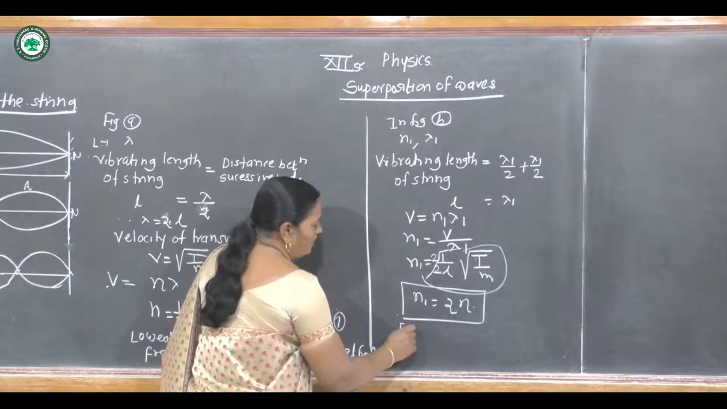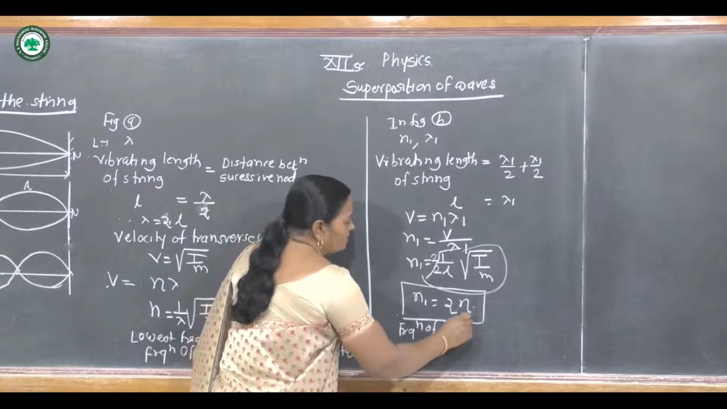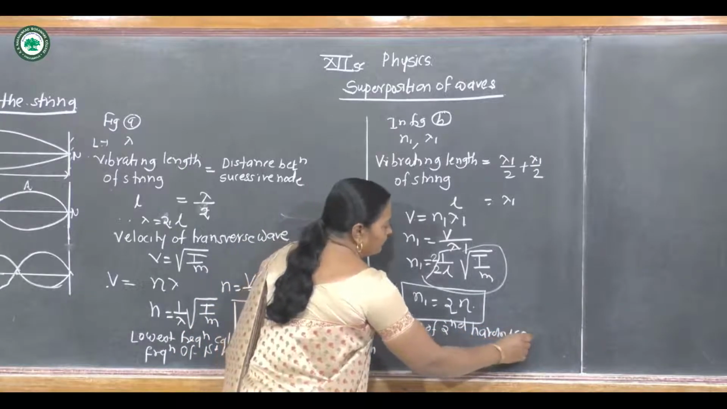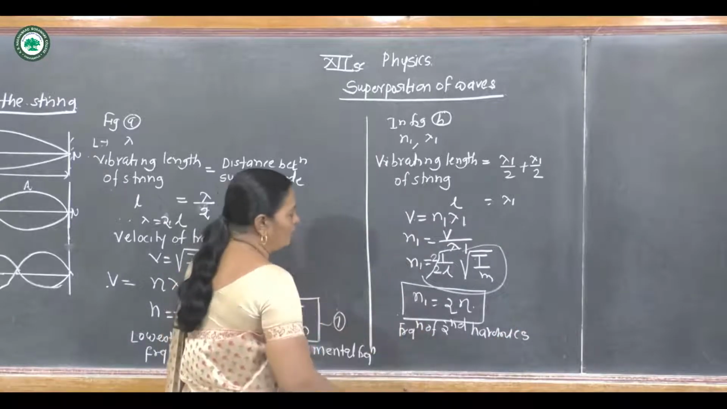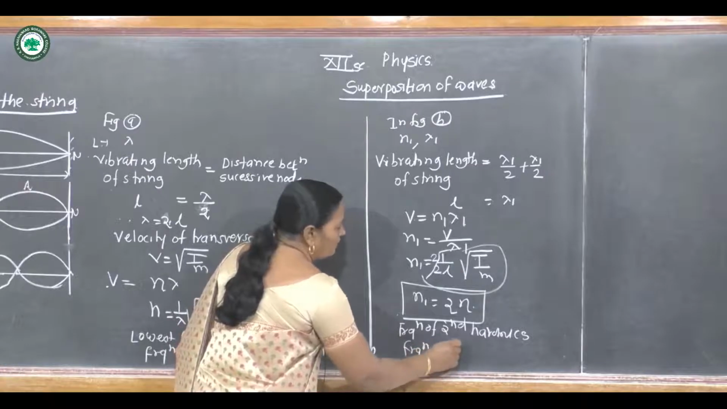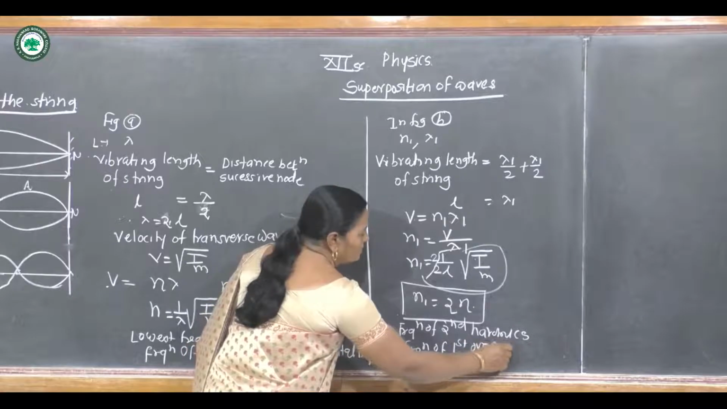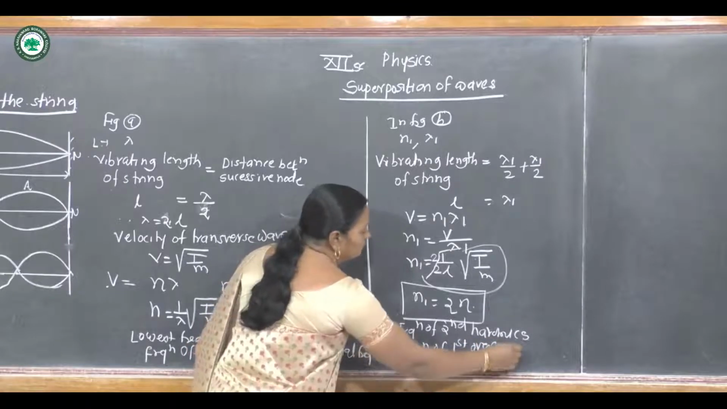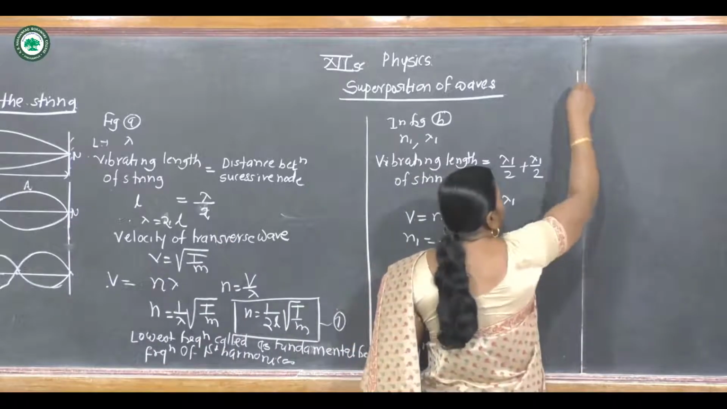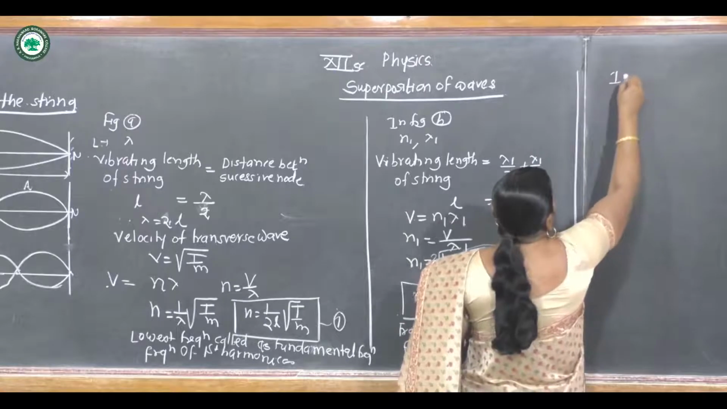Thus we can say that it is the frequency of the second harmonic. It is also called the frequency of the first overtone. Now we come to the third vibration, in figure C.